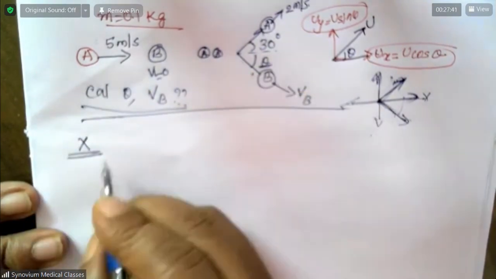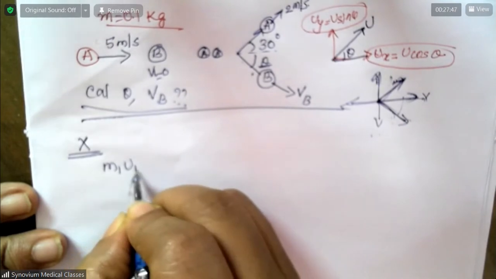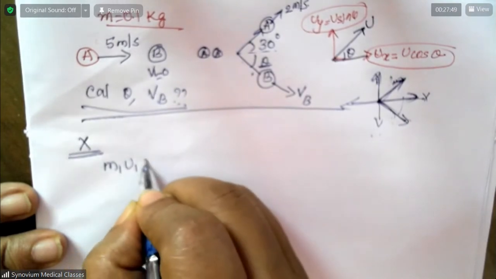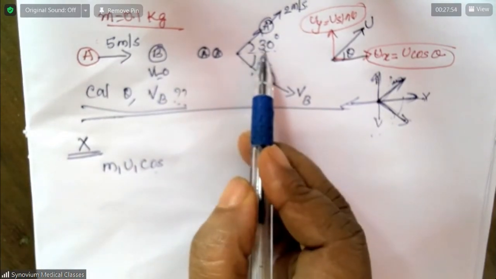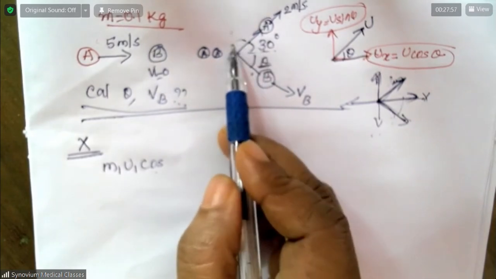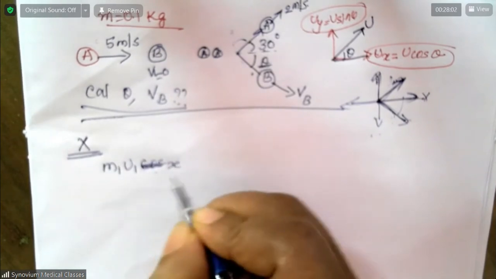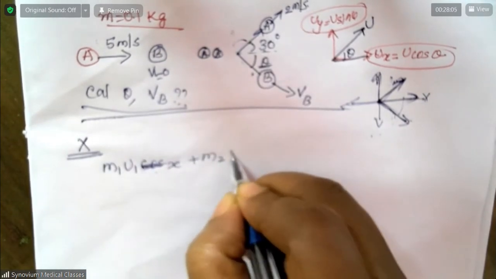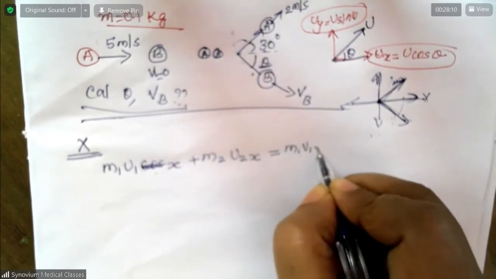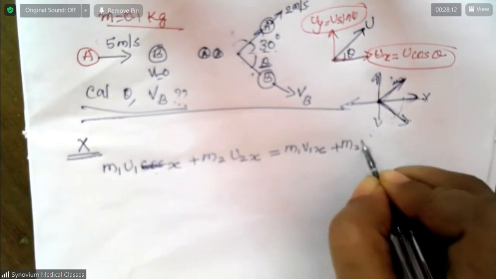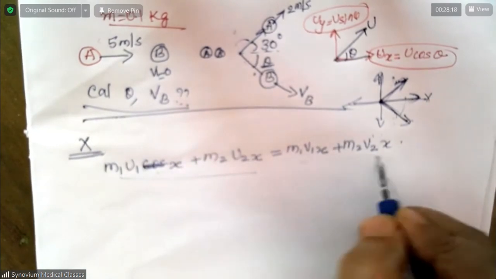In the x direction, what is the formula? M1 U1x. U1x means U1 cos theta. And whether it is cos theta or sin theta depends on what angle is given. If the other angle is given, then this won't be cos theta. So I will write U1x plus M2 U2x should be equal to M1 V1x plus M2 V2x. This is before collision, this is after collision.